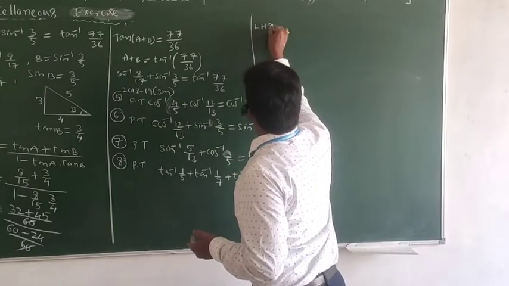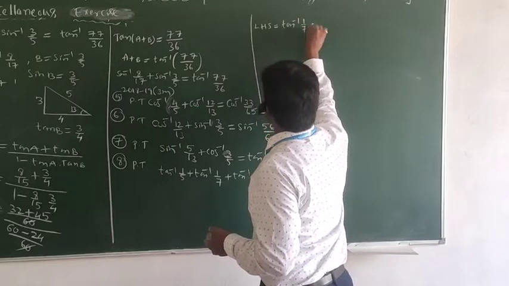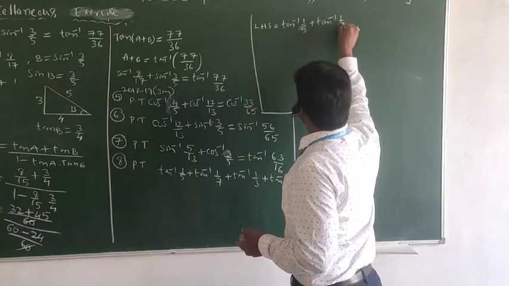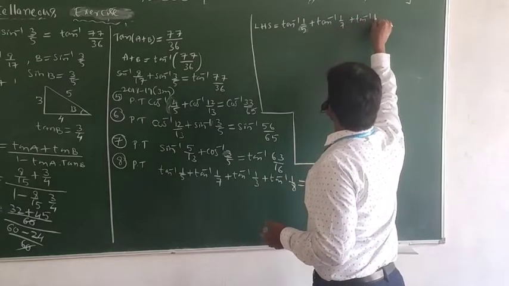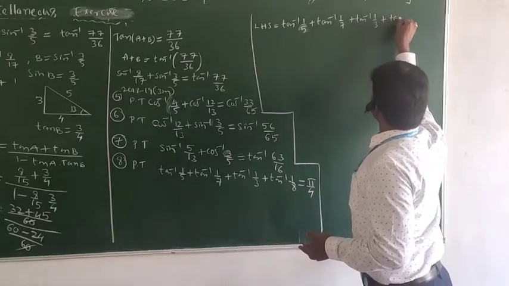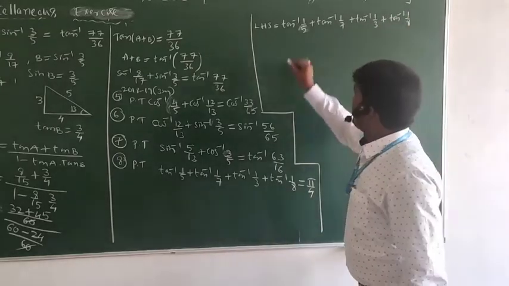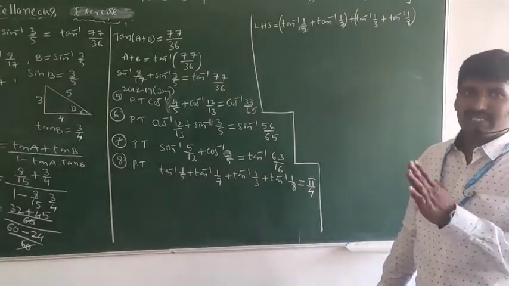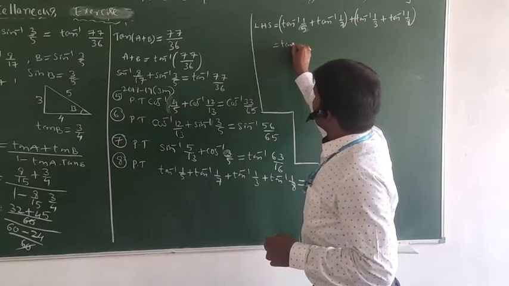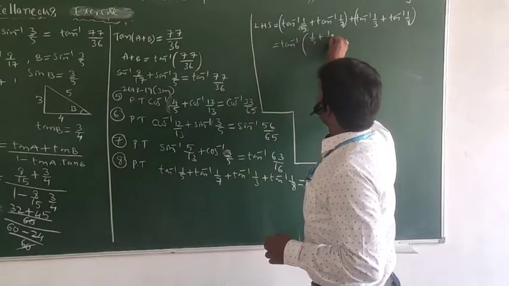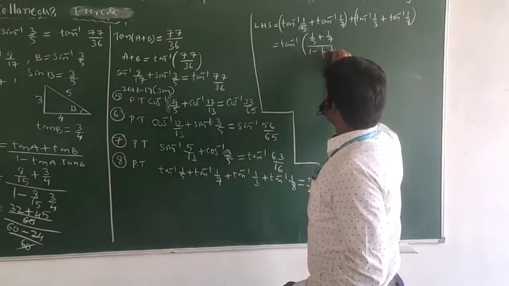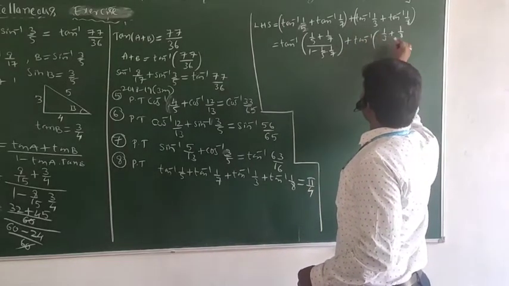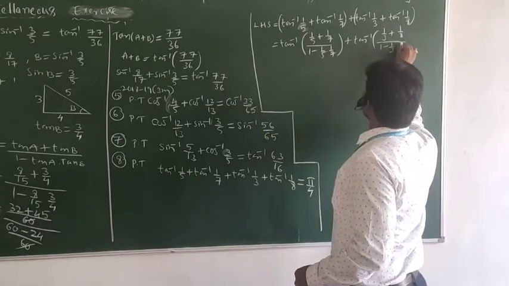Now take the LHS. What is the LHS? Tan inverse of 1 by 5 first value, plus tan inverse of 1 by 7, plus tan inverse of 1 by 3, plus tan inverse of 1 by 8. Take these 2 terms as one, and the next 2 terms. Both are in which formula? Tan inverse x plus tan inverse y. What formula? Tan inverse of x plus y by 1 minus xy, plus next, tan inverse of 1 by 3 plus 1 by 8 by 1 minus 1 by 3 into 1 by 8.